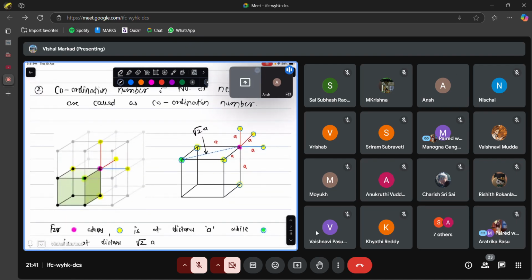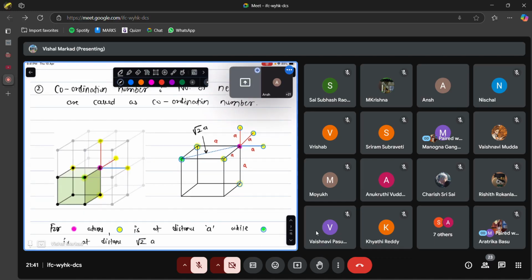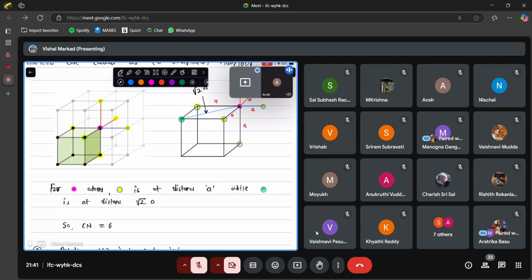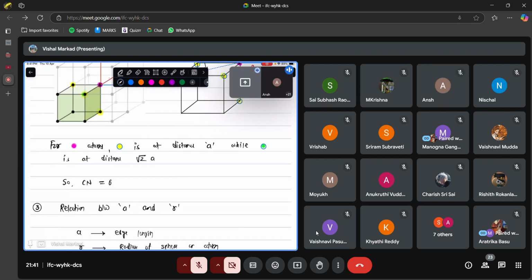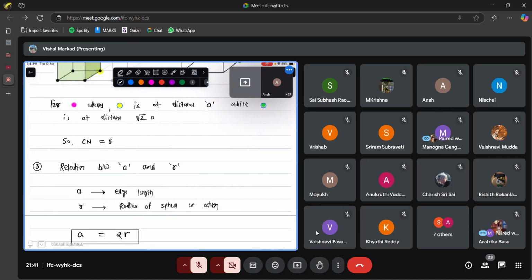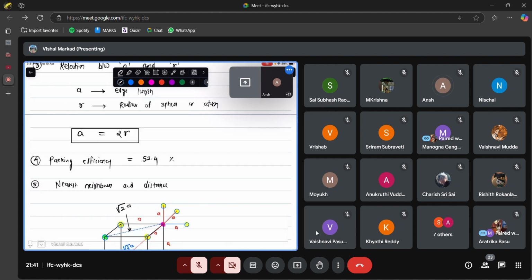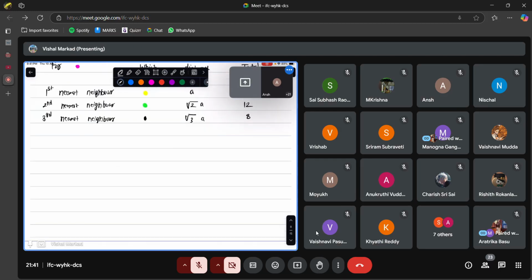What is the coordination number in the simple cubic unit cell? Coordination number means first nearest atoms. How many are there? 6 are there. So coordination number will be 6. What is the distance for that first nearest neighbor? a. And what is the relation between a and R? a equal to 2R. Are you understanding this?